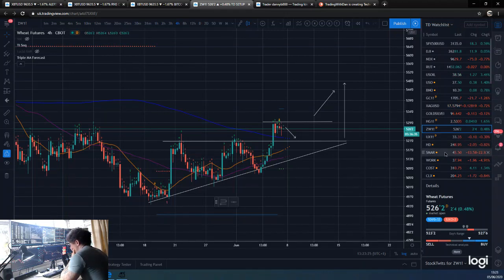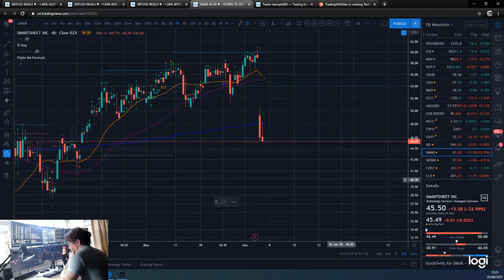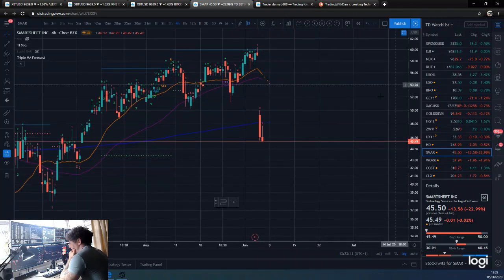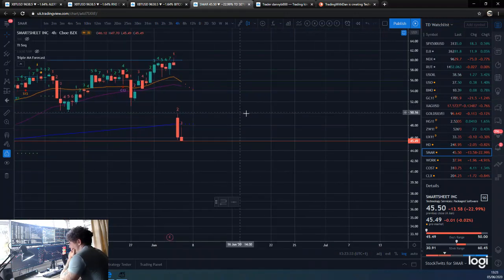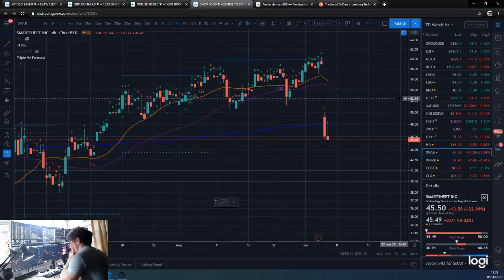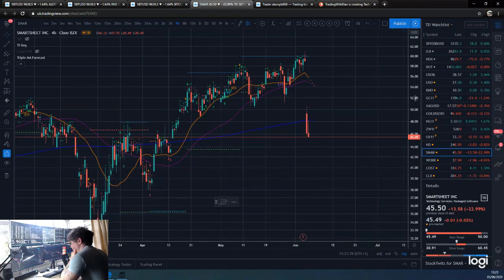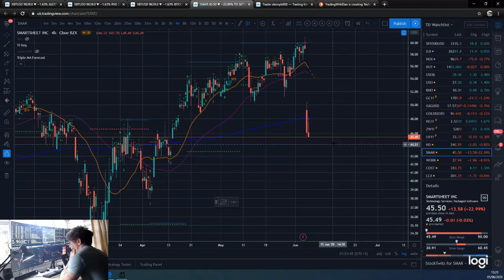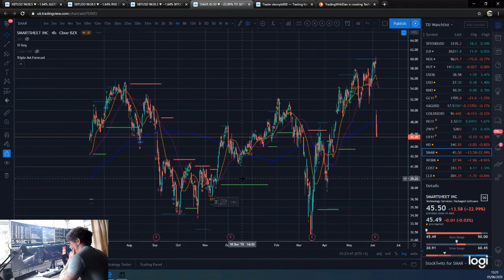Let's have a look at what Smartsheet's doing. Oh nice. Oh dear. It fell out of bed. This is what happens when you have to report reality to the market, which nobody seems to do or have to do. But I'm sure the Robin Hoodies are like, let's get buying this, and it will be at all-time highs again before you know it.